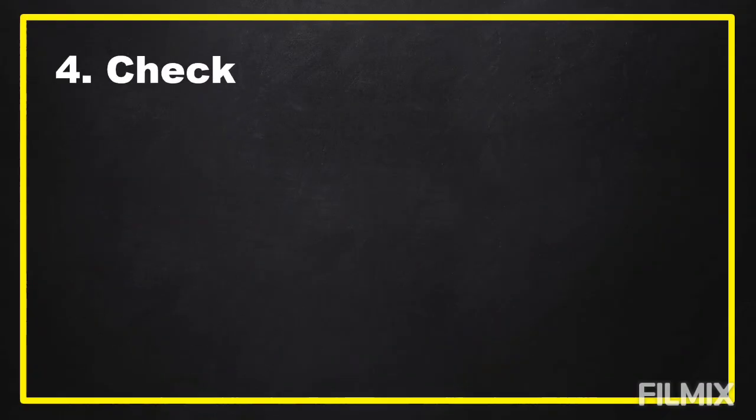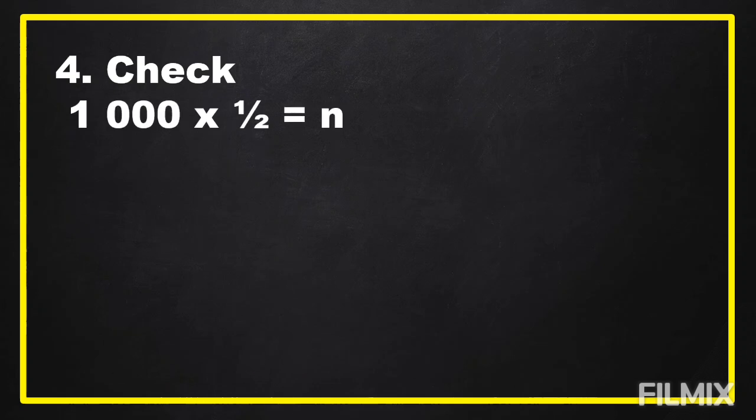The last step is we're going to check or look back whether our answer is correct or not. In our solution, we got an answer of 1,000 by dividing 500 by 1/2. In checking, we're going to use the inverse of division, which is multiplication. So we're going to multiply 1,000 by 1/2. If our answer in this mathematical sentence is 500, then the answer to our solution is correct. Okay, let's try to check.